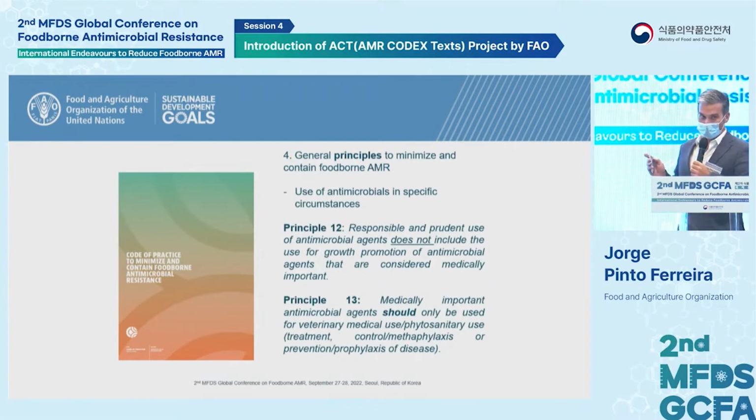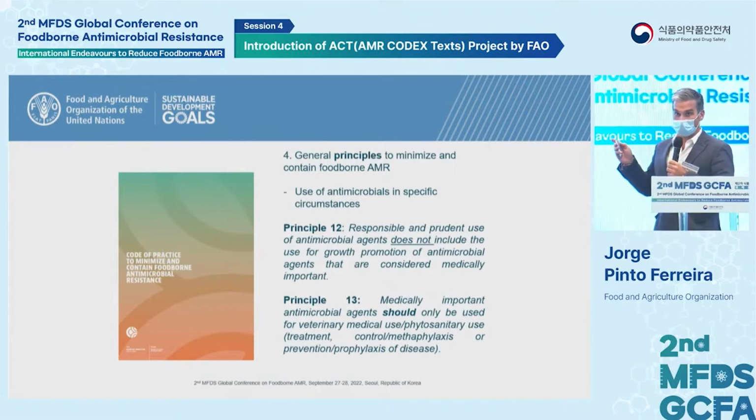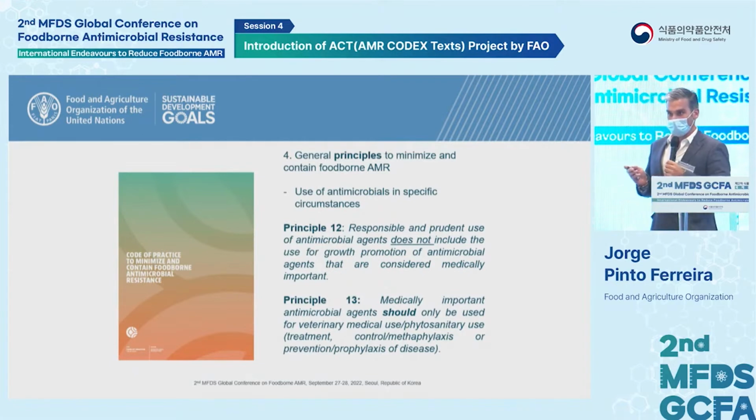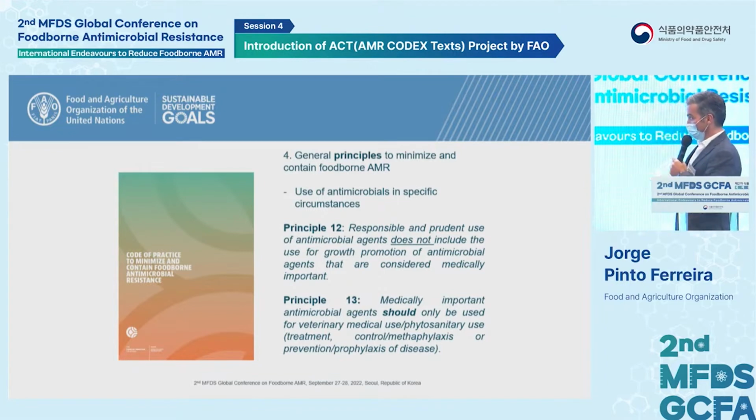And in the principles, I put here some direct quotes, because if you read them, they mean a lot. In the principles to minimize and contain foodborne AMR, under this section of use of antimicrobials in specific circumstances, principle 12 states, responsible and prudent use of antimicrobials does not include the use for growth promotion of antimicrobial agents that are considered medically important. And then there is a definition of medically important agents in the document. And again, principle 13 states, medically important antimicrobial agents should only be used for veterinary medical use or phytosanitary use. I highlighted the word should, because should is a quite strong recommendation. It's not must, but it says how these molecules should be used by the different countries.